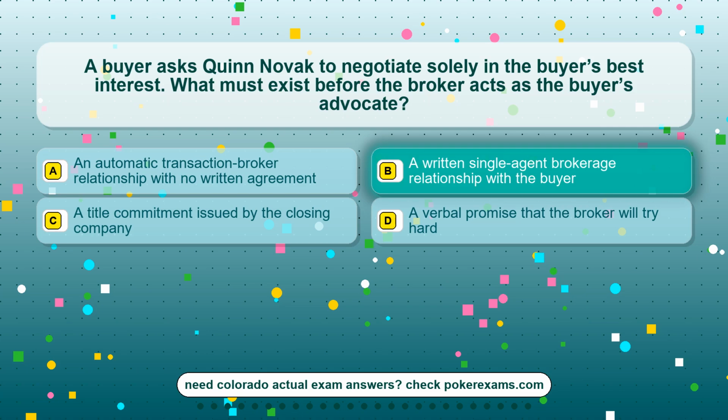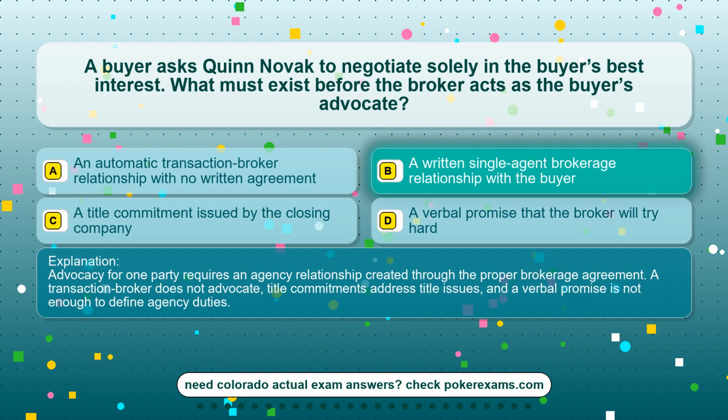The correct answer is option B. A written single-agent brokerage relationship with the buyer. Advocacy for one party requires an agency relationship created through the proper brokerage agreement. A transaction-broker does not advocate, title commitments address title issues, and a verbal promise is not enough to define agency duties.